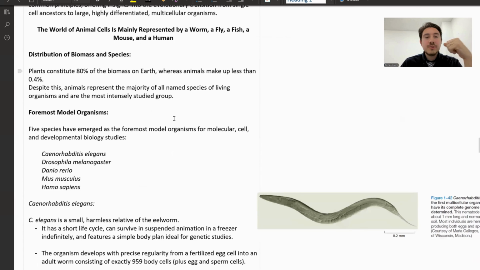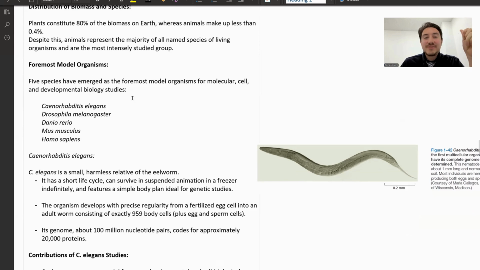Okay, so we go into animal cells from model plants. The world of animal cells is mainly represented by a worm, a fly, a fish, a mouse, and a human. Interestingly, in the distribution of biomass and species, plants constitute 80% of the biomass on Earth, whereas animals make up less than 0.4%. It's terrible. Despite this, animals represent the majority of all named species of living organisms and are the most intensively studied group.